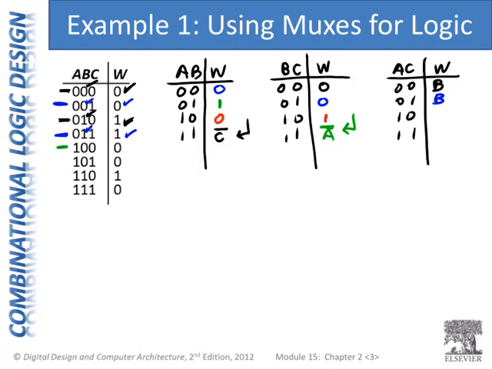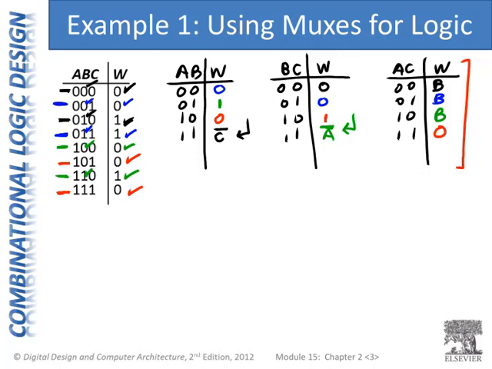When A and C are 1, 0, again, the output follows B. B is 0, output 0. B is 1, output is 1. And the final combination of A and C, A is 1 and C is 1 in those two rows, the output is 0, independent of B. So this implementation doesn't require any additional logic gates.